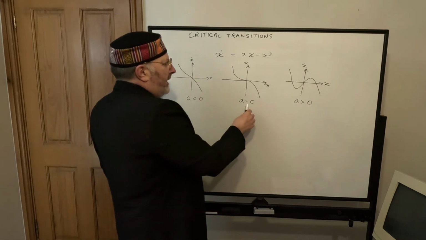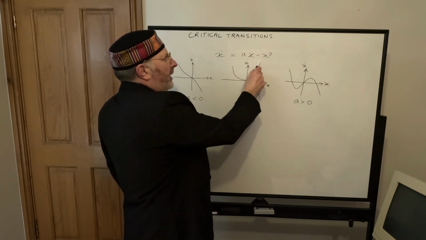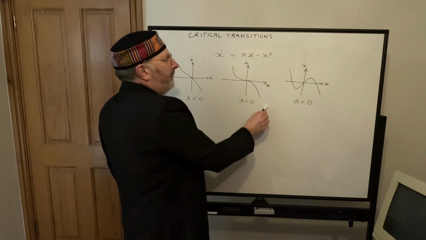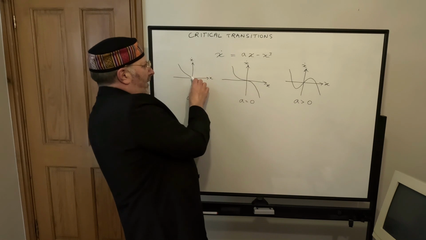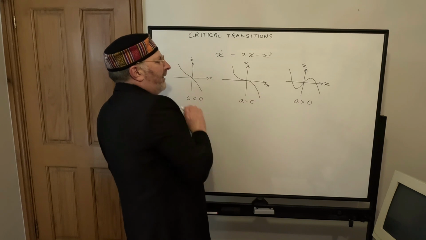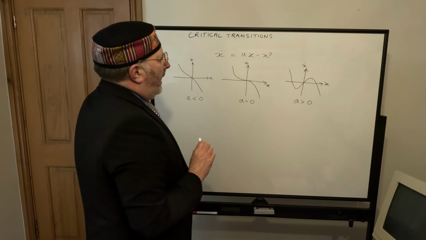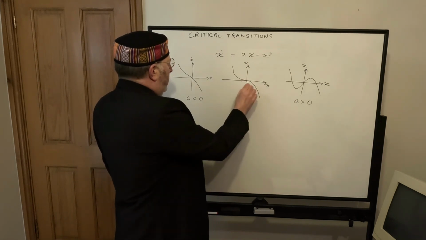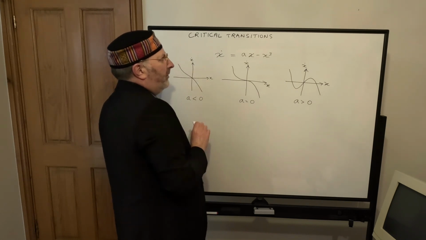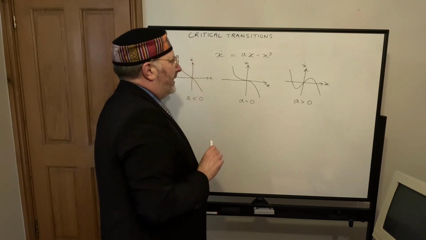And then when a equals 0, the first term disappears, and we've just got x dot equals minus x cubed, and that's what this graph is. It's like this, but the only difference is that it becomes flat at the origin, and briefly goes to a slope of 0, whereas in the other case it will have a negative slope, but a finite slope as it goes through the origin.